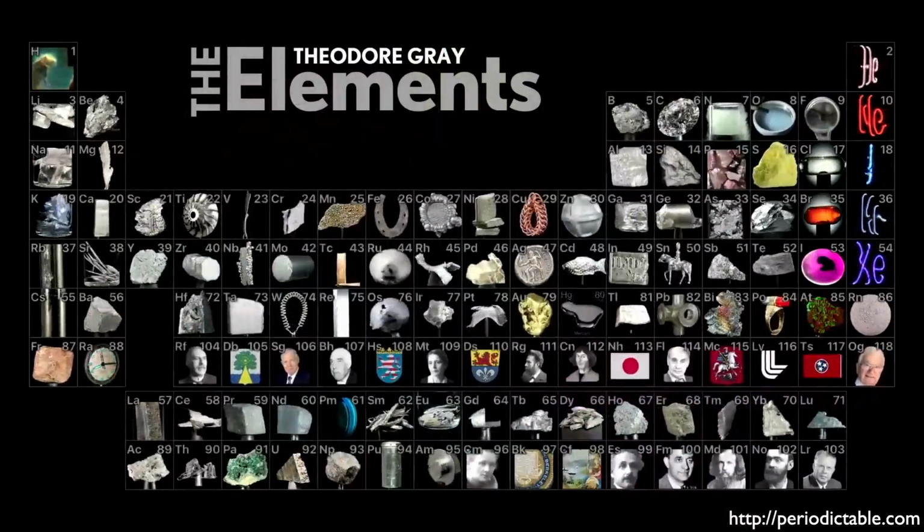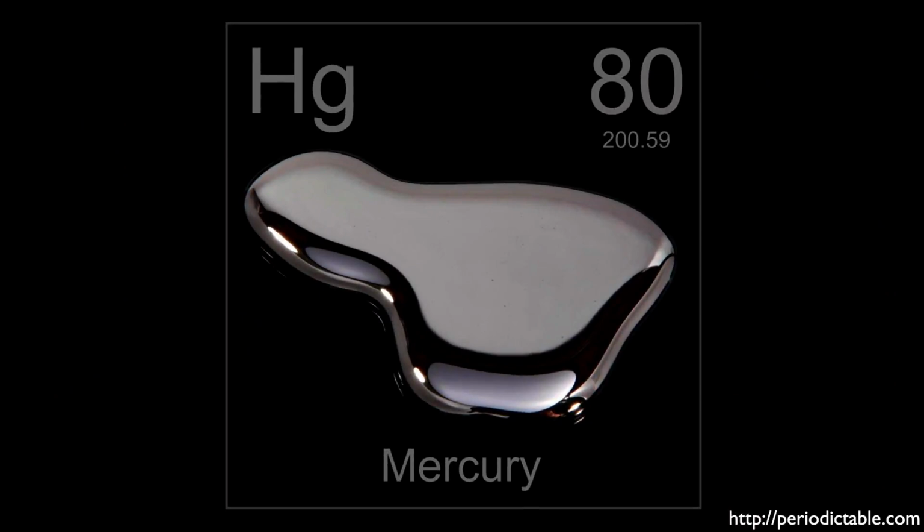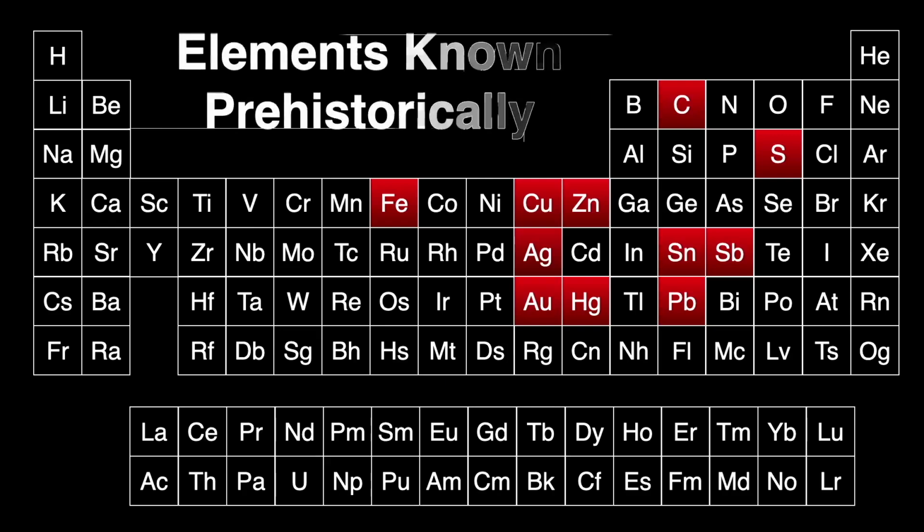Mercury is the 80th element in the periodic table. Its atomic number is 80 because that's how many protons are in its nucleus, and that is what distinguishes it as a unique element. Mercury was one of 11 or so elements discovered prehistorically because it occurs in its native form on the surface of the Earth. It was discovered well before the invention of the written word, so I can't detail its discovery, but that won't stop us from discovering lots of fascinating things about this element.